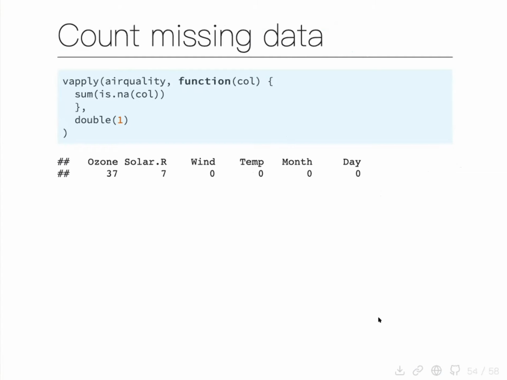So here's an example where I'm using vapply to loop through the airquality data set to sum the missing data. So I say vapply airquality. I'm going to apply this function where it takes an argument col, right? Col is now just a placeholder for the specific column I'm looping through. Then I say sum is.na col, right? So sum the missing data within the column. And then I just have a comma here after the body of the function there. And I say double of length 1. And I get something back like this. So Ozone has 37 missing values. Solar.R has 7, and the rest have 0.